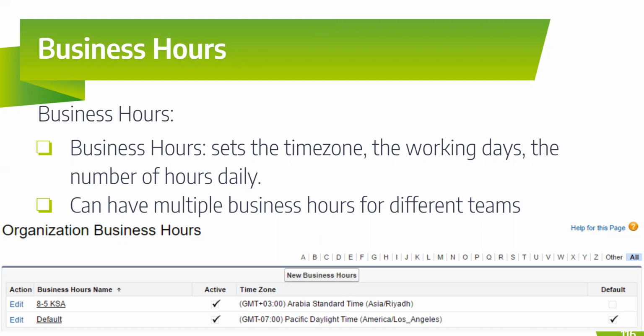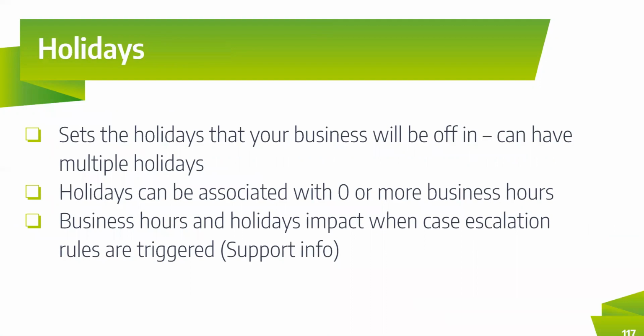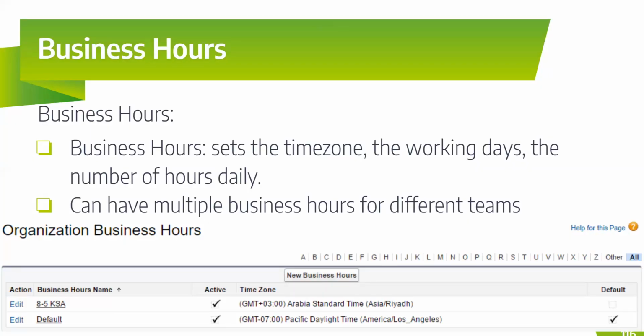In order to set your business hours, again you have to go to setup. In the quick find box, you're going to type business hours, so that it shows the business hours like this. There you have to click a button called new business hours, and you're going to specify the business details here. Again, we'll go back to the demo now.